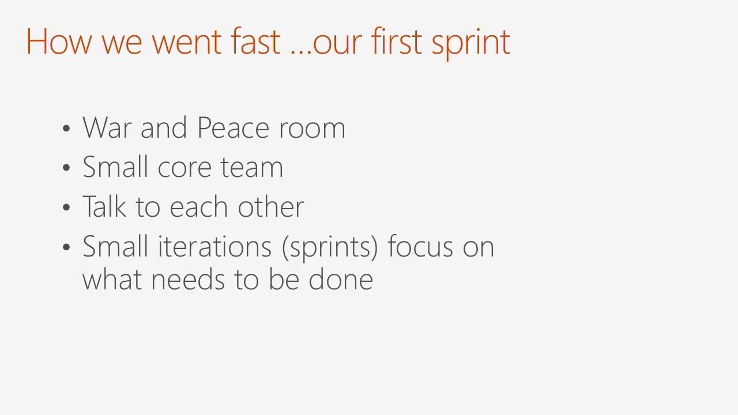We worked in small iterations, which are called sprints in the Agile world, with a focus on just what you need to get done in that 2-week period. So you sit down and you work through the massive list of stuff you need to do by priority, and you go, what can we get done in the next 2 weeks? And you make it happen.